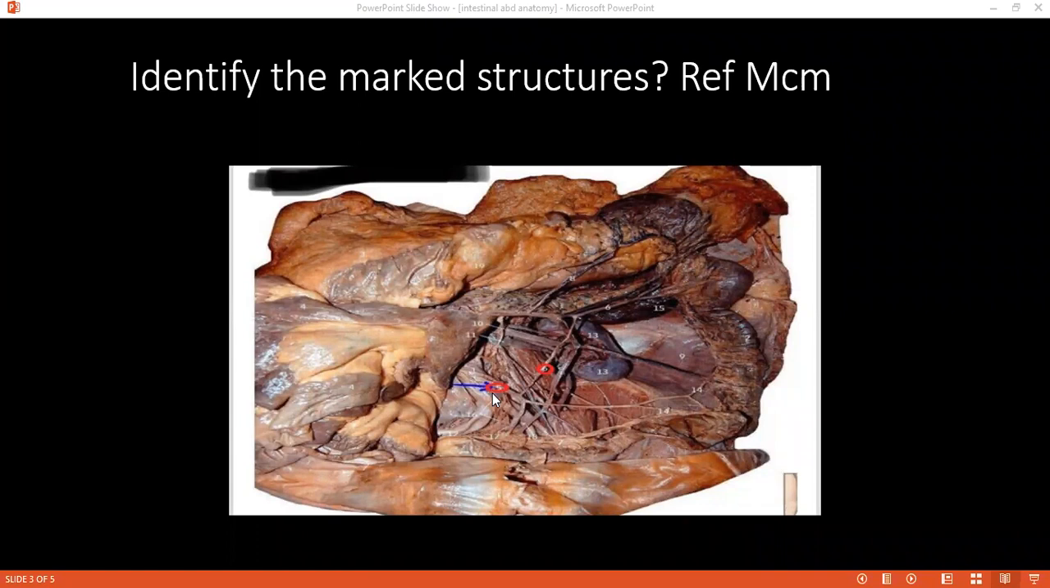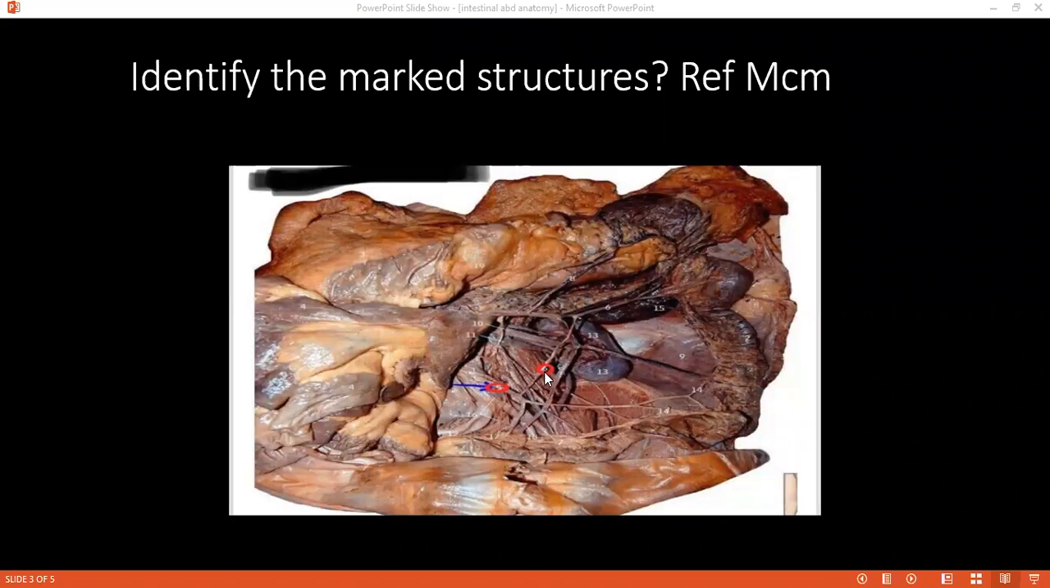The left colic artery, the superior rectal artery, and the sigmoidal arteries are the branches of the inferior mesenteric artery, ma'am. It supplies the distal part of the transverse colon, the descending colon, and the upper part of the rectum, ma'am. All right, and the sigmoid colon as well. Also identify another red circled structure, please. Yes, ma'am. That structure is the left colic artery, supplying the transverse colon and the descending colon. Very good.